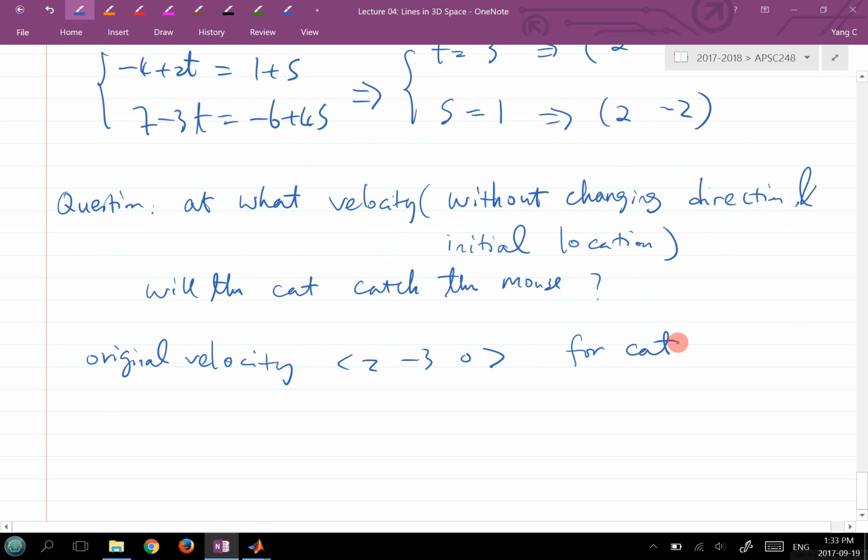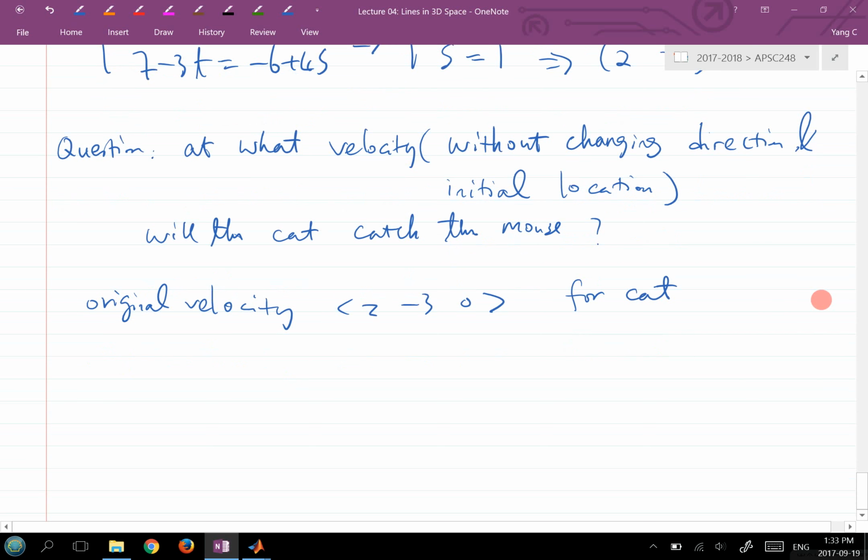And we want a different one. Whether it has to be a little faster or slower, we don't know, right? But we just want a different speed in order to catch this mouse here. So how do we formulate this question now? Basically, we want a different new speed, v, for the cat.